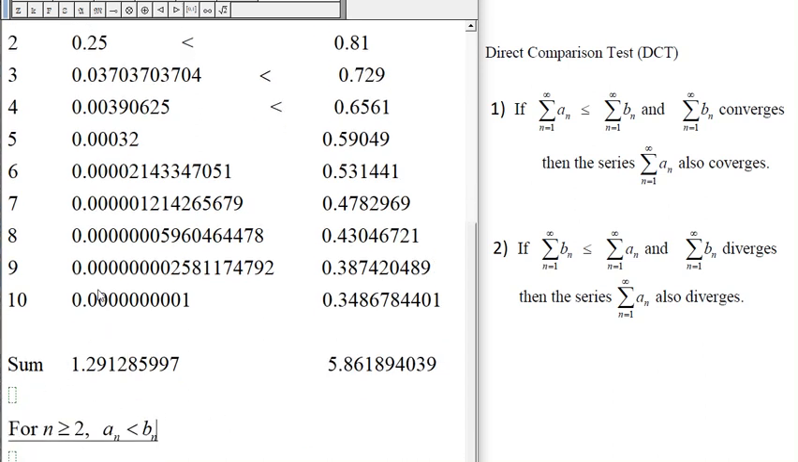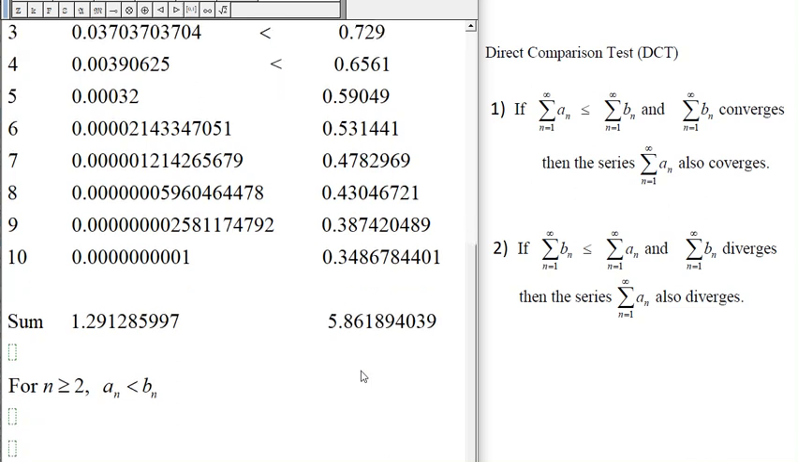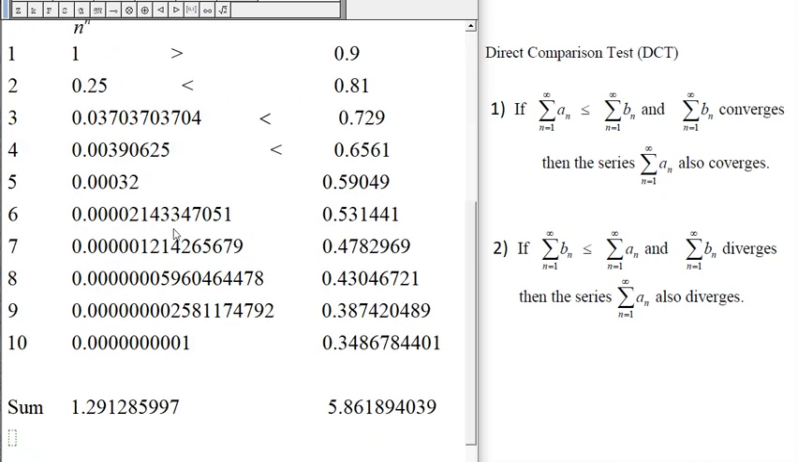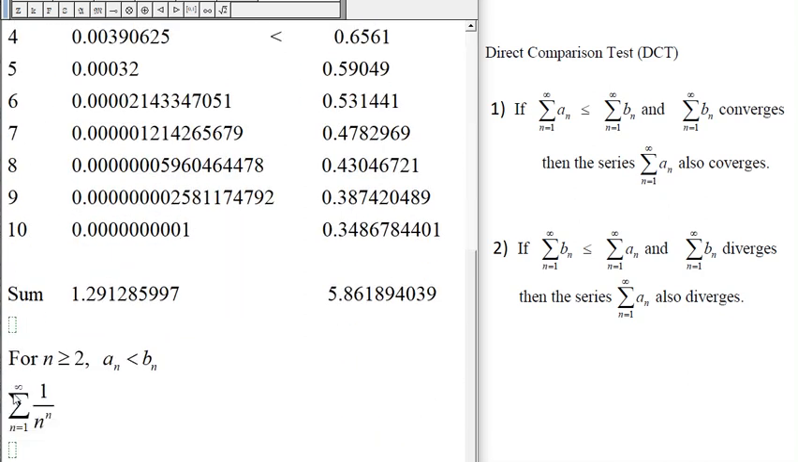So we can see that the a sub n is less than b sub n when we compare the sum of the first 10 terms. And then after term number 10, a sub n will be less than b sub n. And therefore we can say that this series right here is less than the series 0.9 to the n.